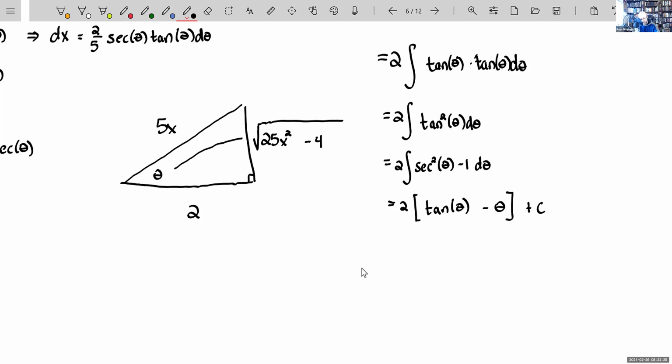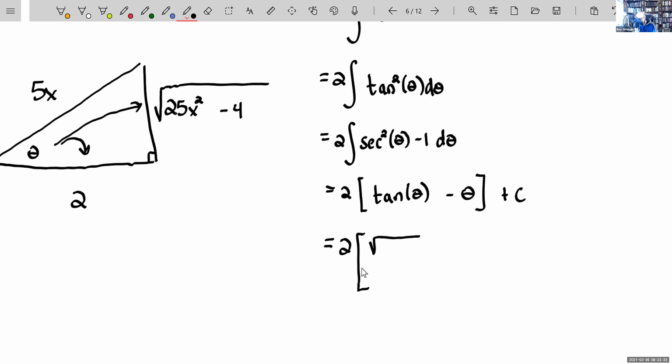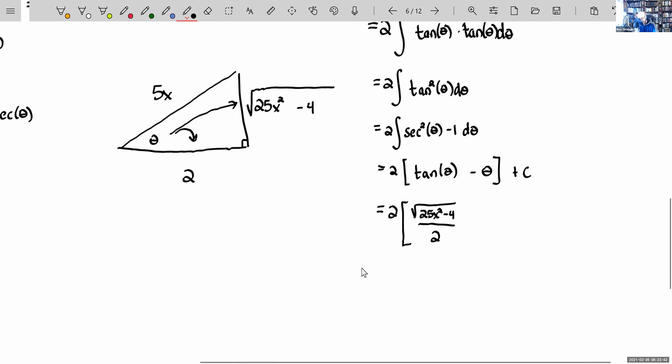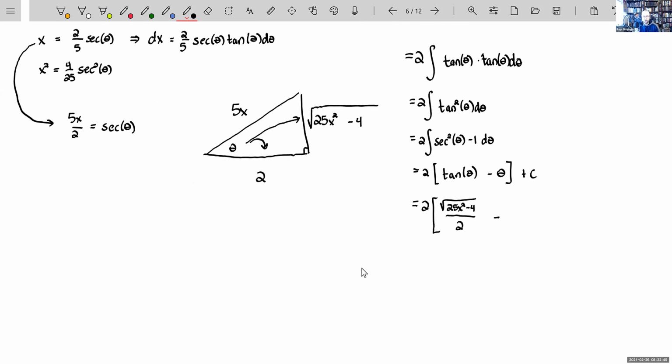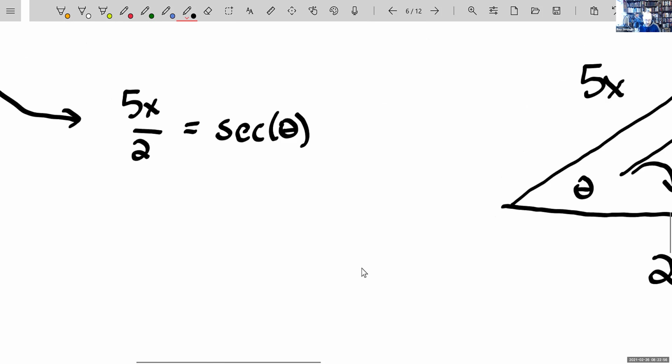Tangent is opposite over adjacent. So this is going to be twice opposite over adjacent, which is square root of 25x squared minus 4 over 2. And then here's the oddball, minus theta. So there are a bunch of ways you can write this answer. However, I'm just going to do it this way.